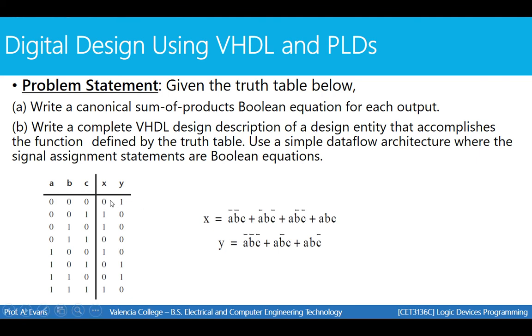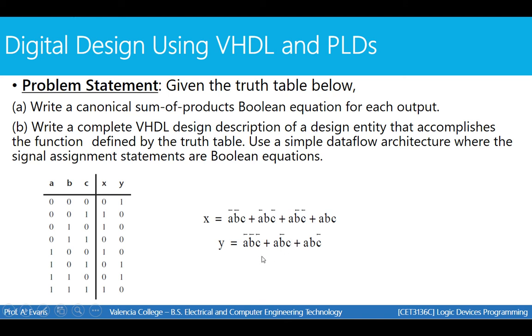If you look at output X, we can write the sum of products equation by looking at the values of A, B, and C whenever X is 1. And that's your sum of products equation for X and your sum of products equation for Y. So basically I know that X will be high based off of this combination of inputs here, and Y will be high based off of this combination of inputs.